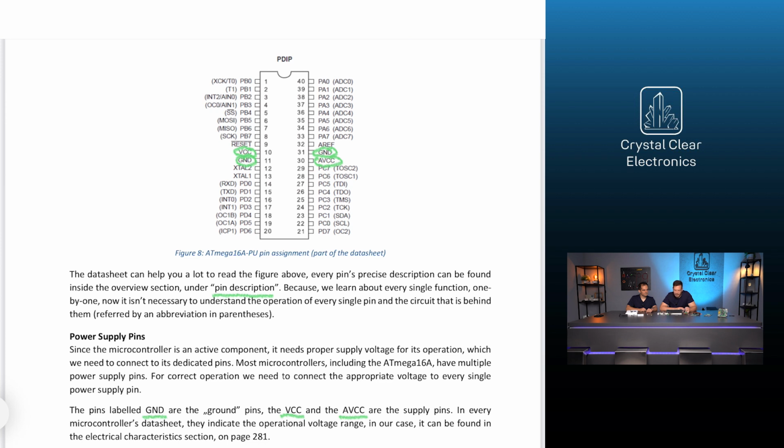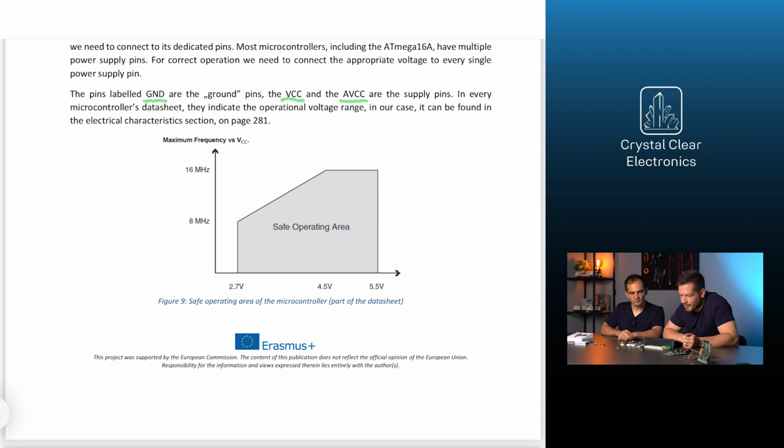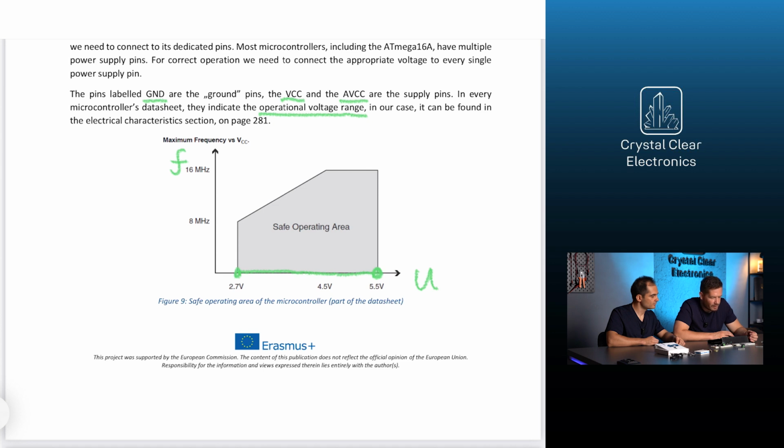The figure shows the safe operating area, which means our device will operate safely between 2.7 and 5.5 volts of supply voltage. You can see in the figure as well what clock frequencies can be used for different supply voltages. The clock frequency is the same as for the processor in the PC or laptop.